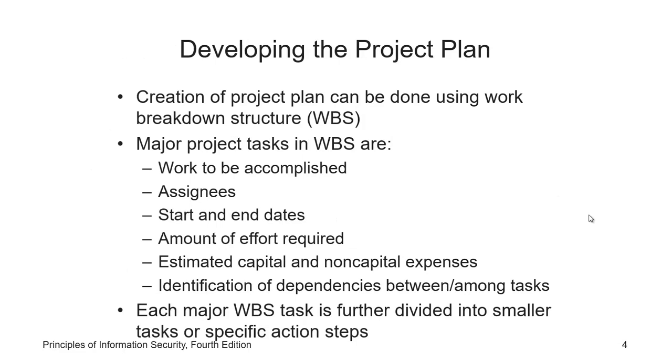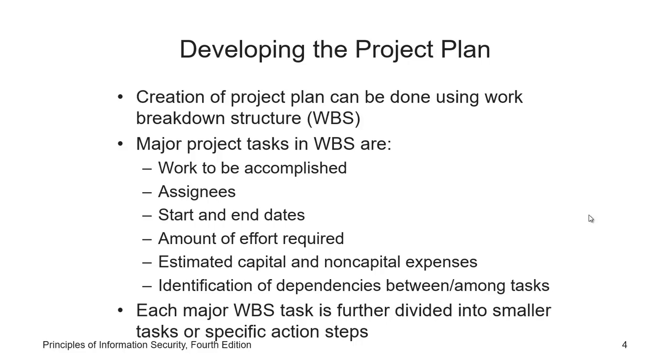The first thing in the project plan is to identify the different activities or different tasks needed to implement the security measure in the system or in the organization. Identifying these activities or these tasks is called work breakdown structure, or WBS. The major project tasks are the work to be accomplished. That's what we need to identify in the work breakdown structure: the work or the tasks that need to be accomplished.